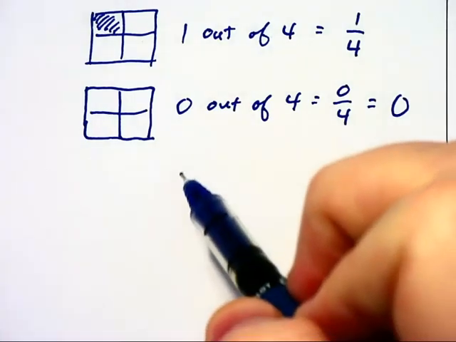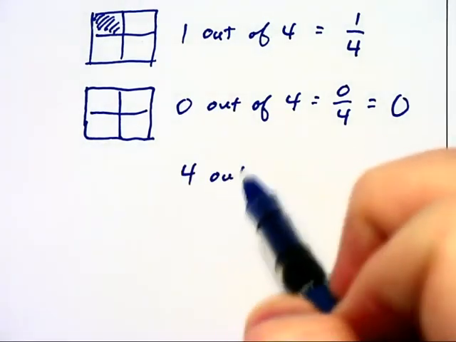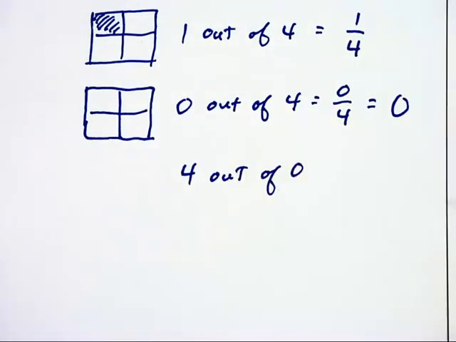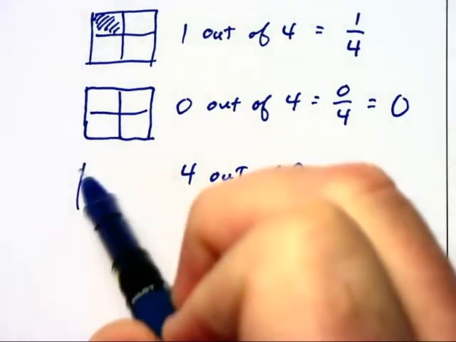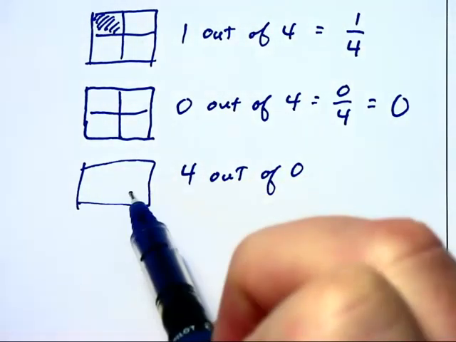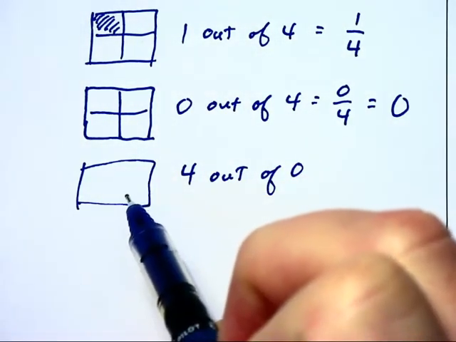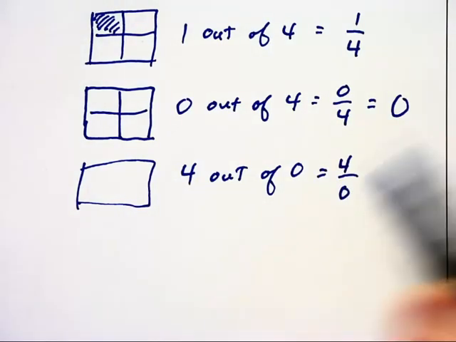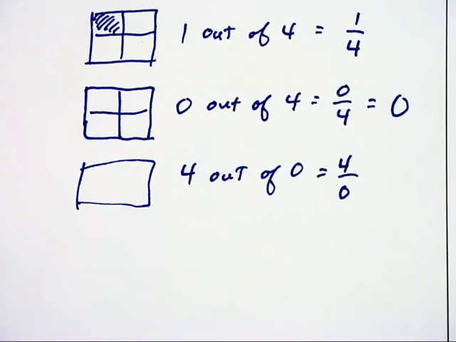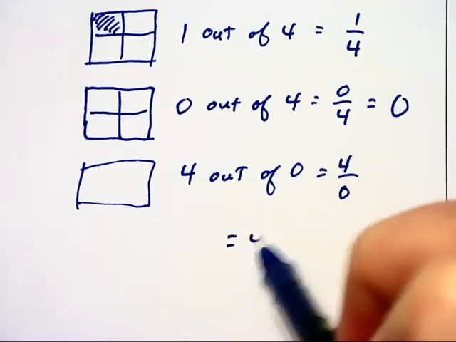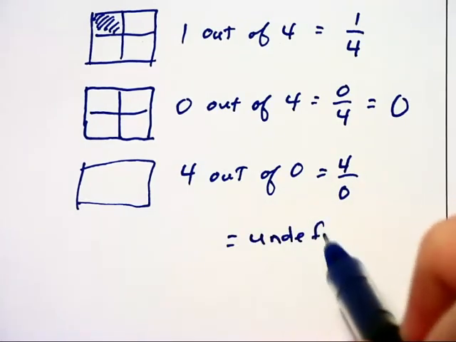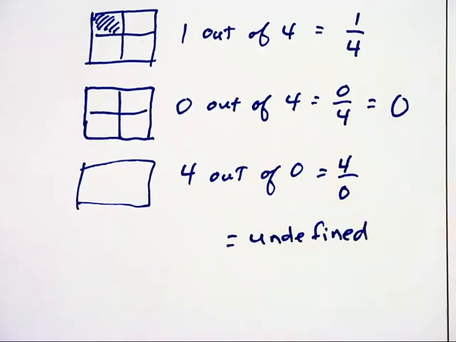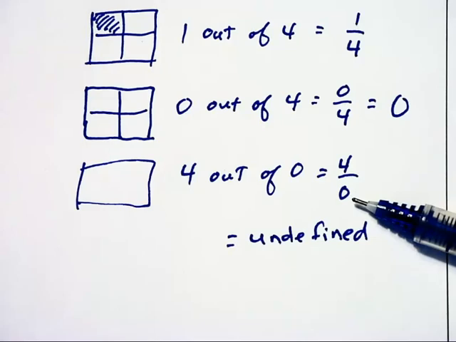But if I had 4 out of 0 written here, how would I draw a picture? I can't split it up into 0 parts, and I can't shade 4 of them. So in this case, it's 4 over 0, which makes no sense, and we use the word undefined. Undefined is a reserved word in mathematics specifically set aside for division by 0.